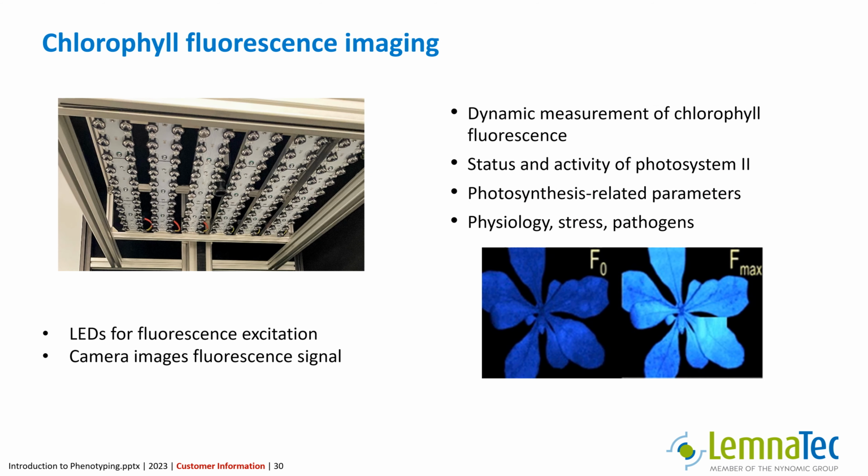Chlorophyll fluorescence imaging is the dynamic measurement of chlorophyll fluorescence after exciting the fluorescence with specialized illumination. It gives information about the status and activity of the photosystem II. It is possible to derive photosynthesis-related parameters that in turn are indicators on physiological processes, stress, or pathogen responses. The setup consists of LEDs for fluorescence excitation and a camera that records fluorescence signals.